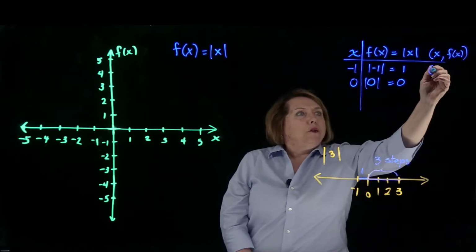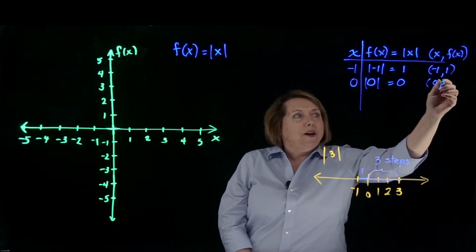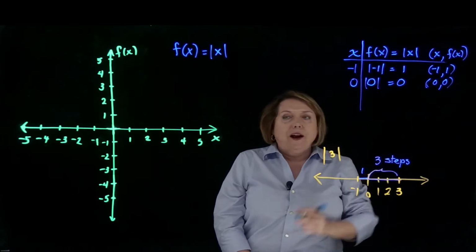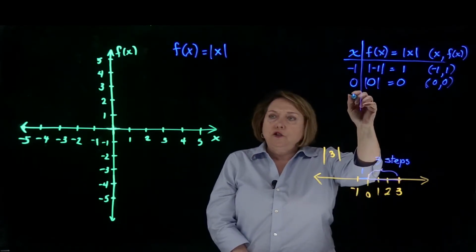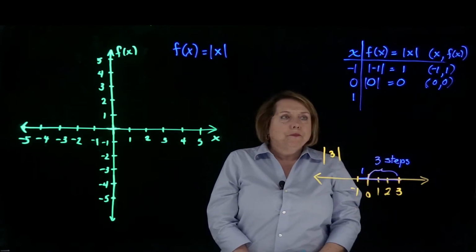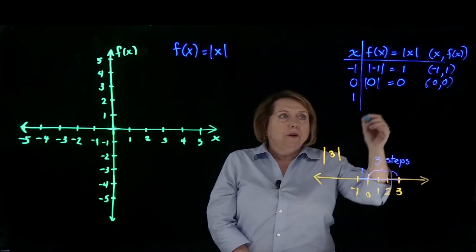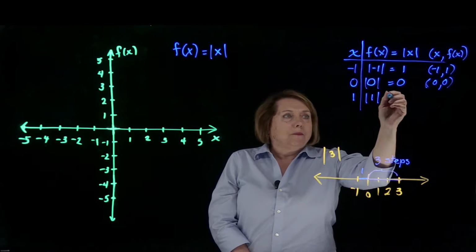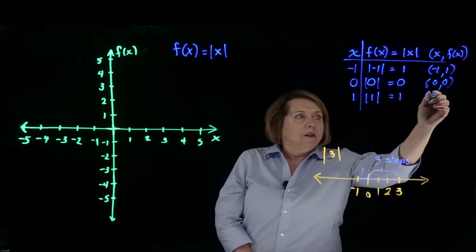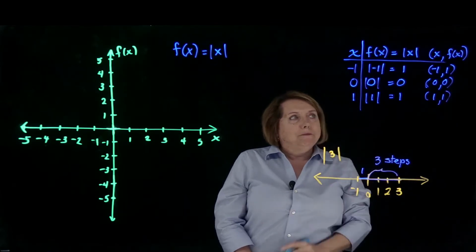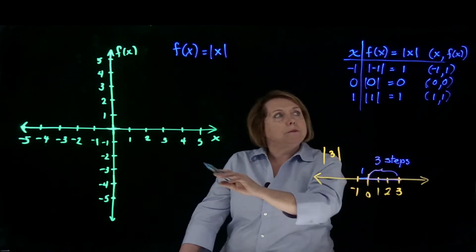Let me fill in my ordered pairs here also, so when I get to graphing them, it'll be very quick and easy to graph. Finally, I'll choose a positive value for x. Let's choose x equals 1. If I'm at x equals 1, I'm 1 step away from 0. Absolute value of 1 is 1. So 1, 1. Let's come over here to the graph board and graph these.